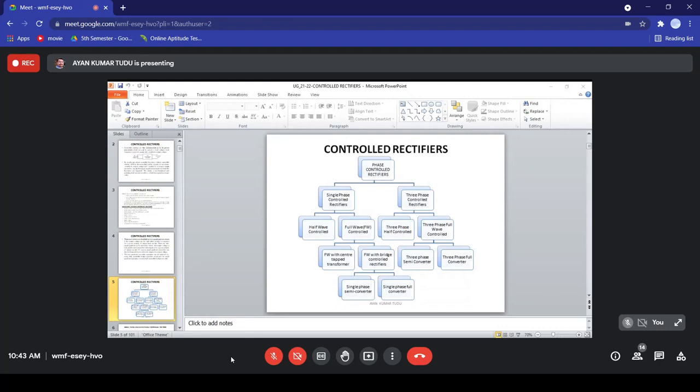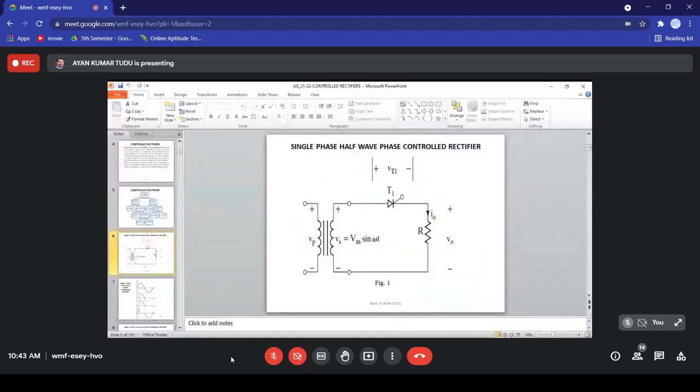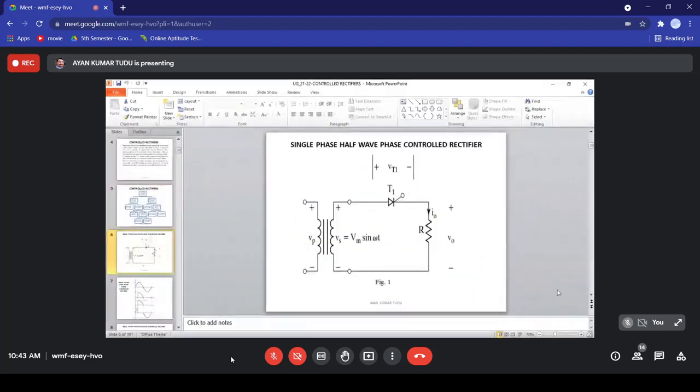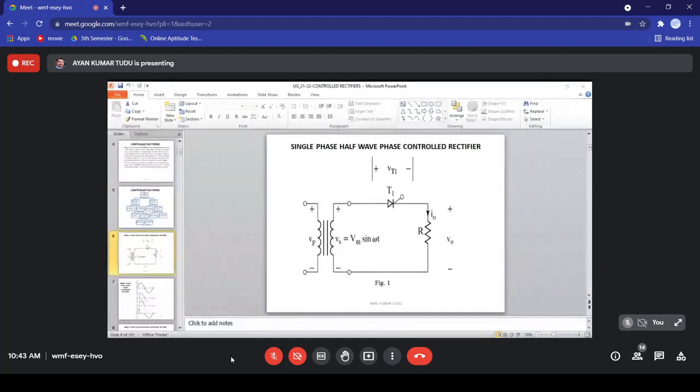So let us start with the first one, that is the single phase half wave phase control rectifier. As you can see, this particular signal is very easy to understand. Obviously, during the positive half cycle of the input supply, as can be shown here.